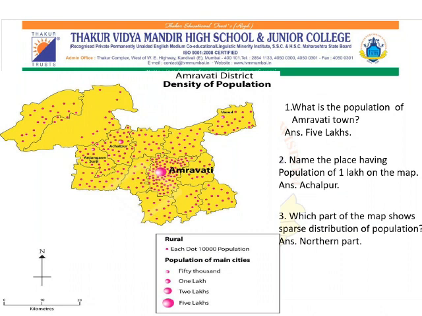In this figure, we can see the value of the dot is given. Each dot is 10,000 population. And below, in the index, we can see the population of main cities given in the form of circles. The highest value is 5 lakhs, which is of Amravati town. And in this map, we can see the population distribution is less or sparse in the northern part of Amravati district. The method utilized here is the dot method.